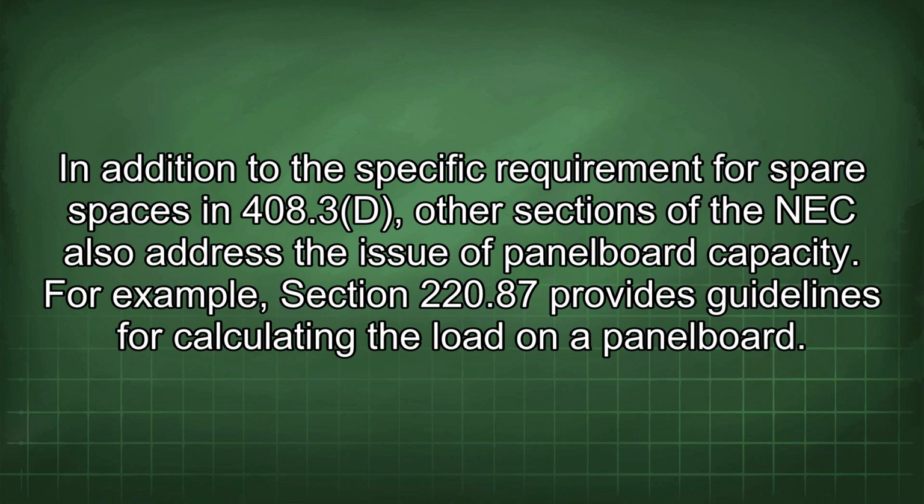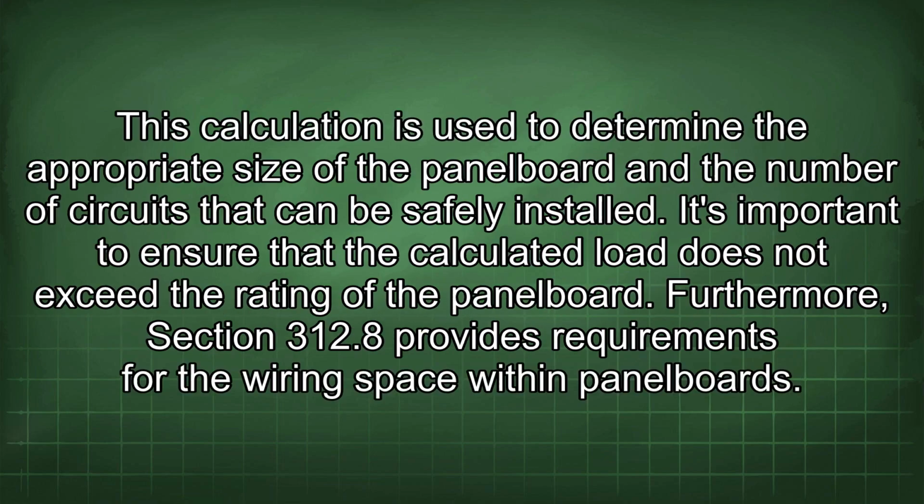In addition to the specific requirement for spare spaces in 408.3d, other sections of the NEC also address the issue of panel board capacity. For example, Section 220.87 provides guidelines for calculating the load on a panel board. This calculation is used to determine the appropriate size of the panel board and the number of circuits that can be safely installed. It's important to ensure that the calculated load does not exceed the rating of the panel board.